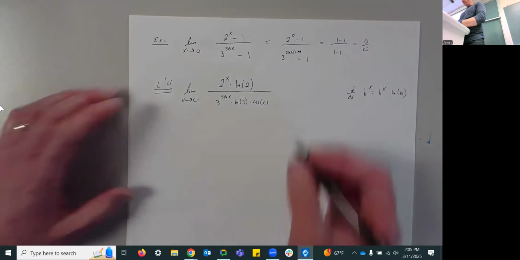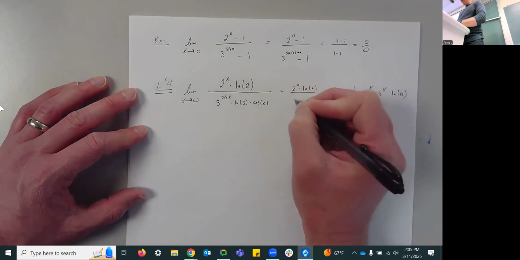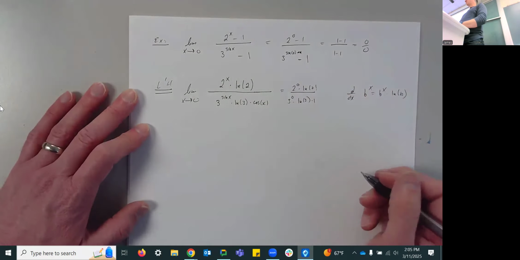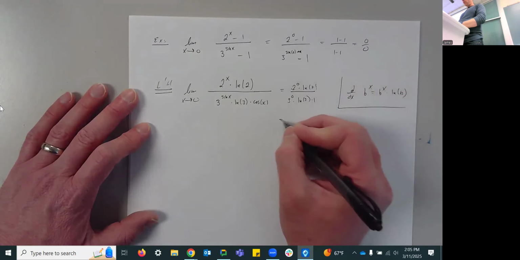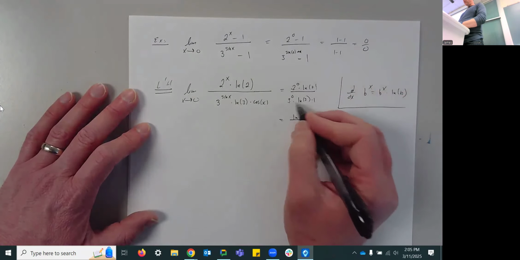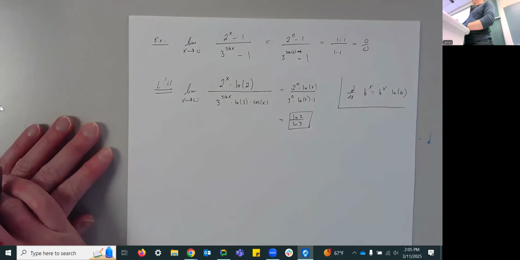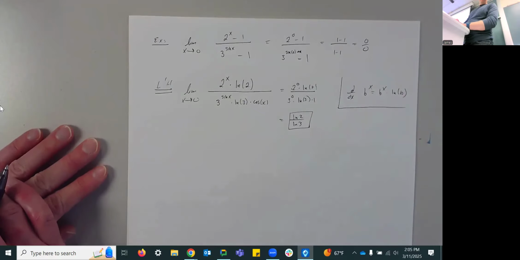So we plug in 0, I get 2 to the 0 times natural log of 2 over 3 to the sine of 0, which is 0, times natural log of 3 times cosine of 0, which is 1. That's definitely not an indeterminate form. That's going to be 1 times natural log of 2 over 1 times natural log of 3 times 1. So that's what the limit is. The natural log of 2 divided by the natural log of 3. Kind of interesting.